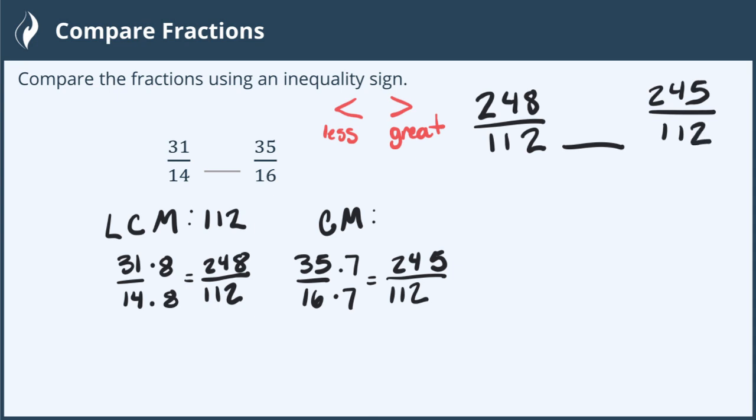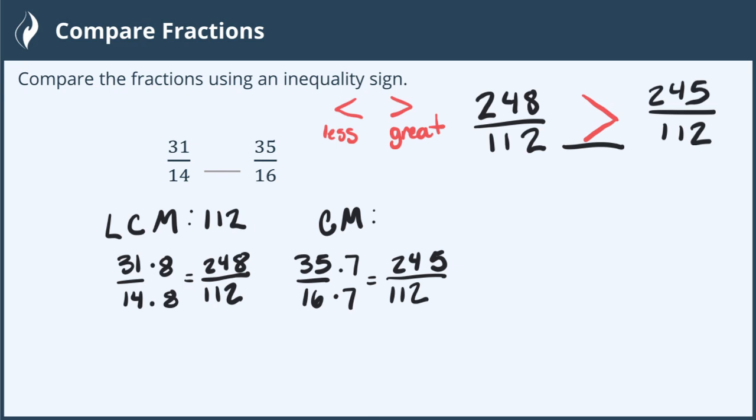Now I can give a comparison with our inequality. In this case, 248 is larger than 245, and so we use a greater than sign. Now this is if you could find the least common multiple.